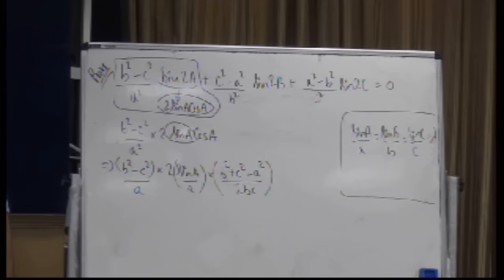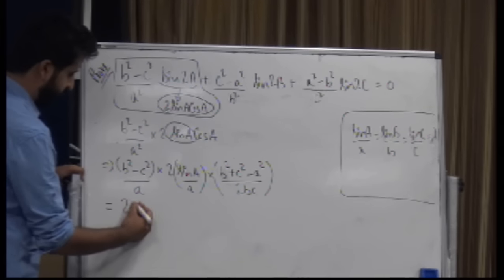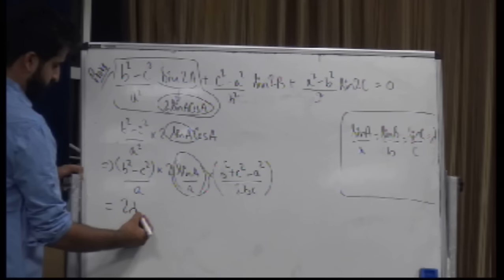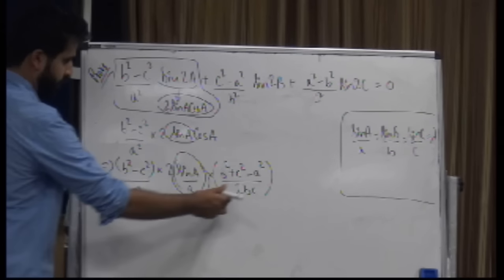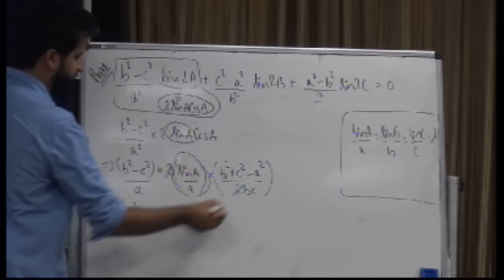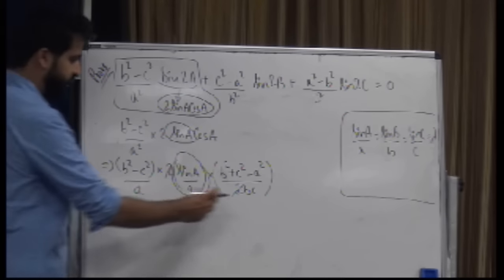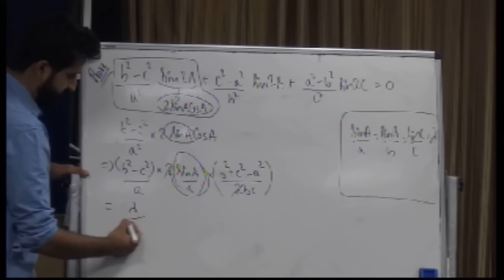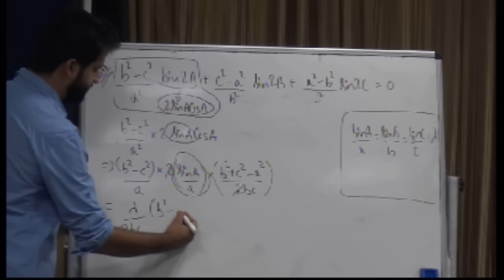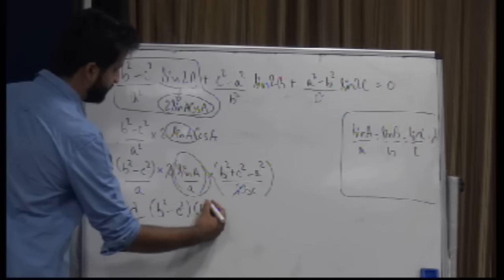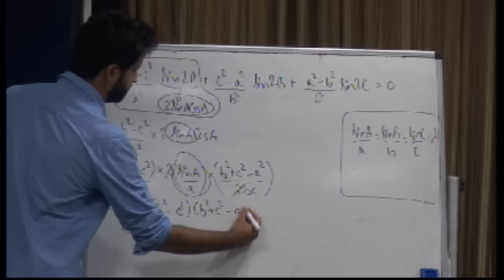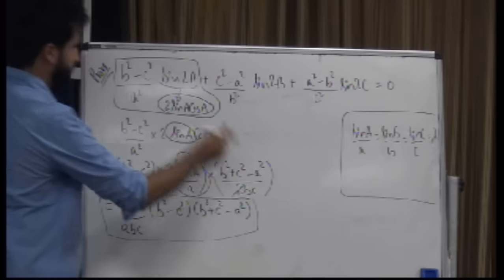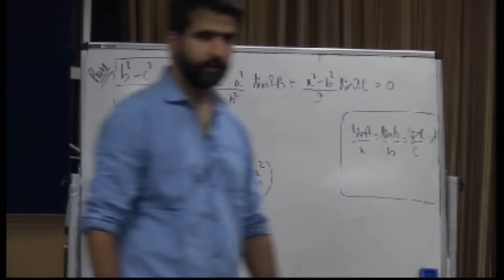So this becomes 2 lambda, upon, yeah, the 2 will cancel out actually. So this 2 and this 2 cancel out. And in the denominator we get ABC. Okay. So we get lambda upon ABC, and here we have B square minus C square, B square plus C square minus A square. So this is the final result for the first expression. Okay.